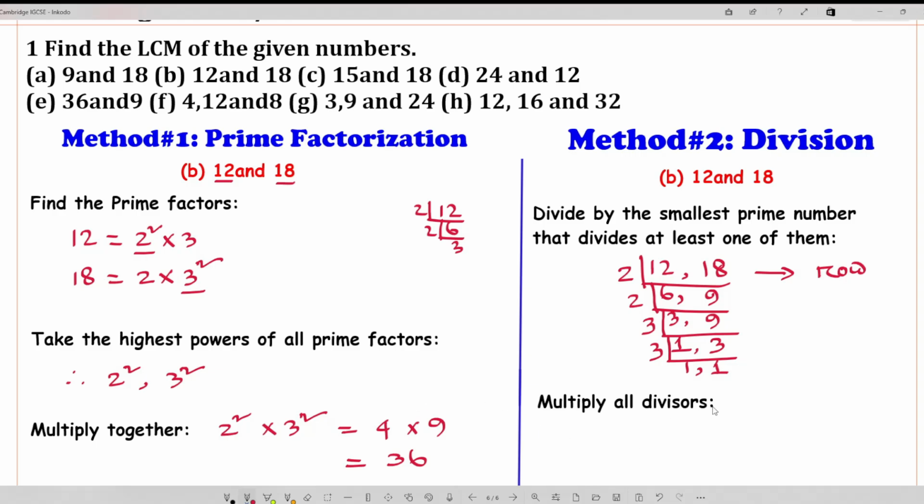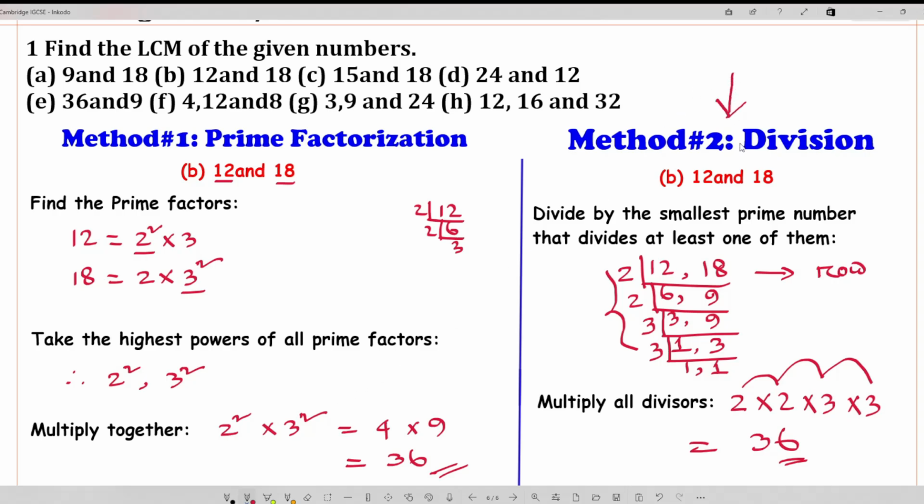Now multiply all divisors. So here are all the divisors: 2 times 2 times 3 times 3. So what will be the result? 2 times 2 is 4, 4 times 3 is 12, 12 times 3 is 36, and here it is also 36. Now again I would like to say, whichever one is easy for you, you should follow that one. But in my opinion, the division method you can solve more easily than prime factorization, but no doubt both are very important. So parts A and B are done.